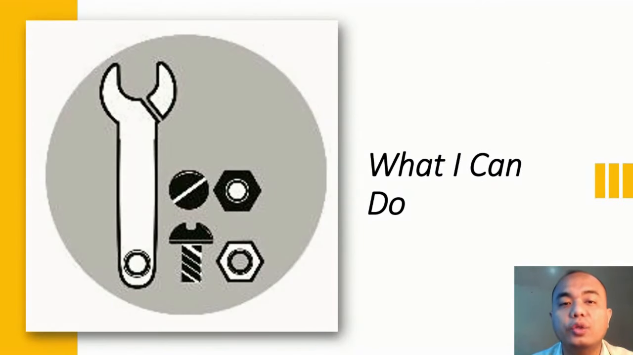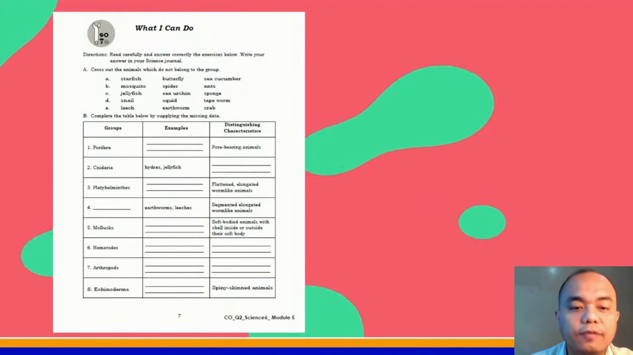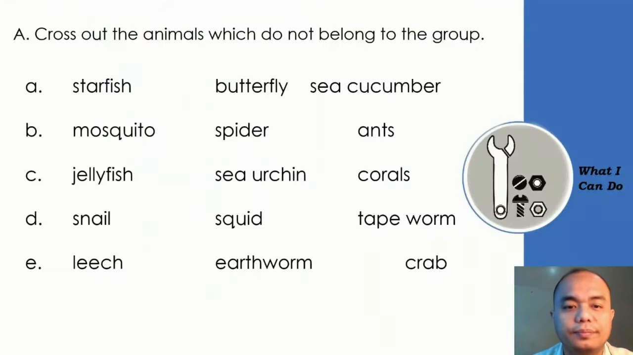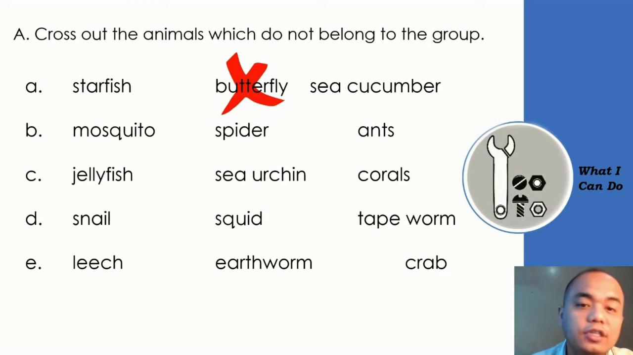Let's have the What I Can Do part of your module. Again, do not write your answer. This could be found on page 7 of your module. A. Cross out the animals which do not belong to the group. Let's have letter A. Starfish, butterfly, and sea cucumber. Which animal do we cross out? Of course, the answer is butterfly. Starfish and sea cucumbers are echinoderms, while butterfly is an insect.